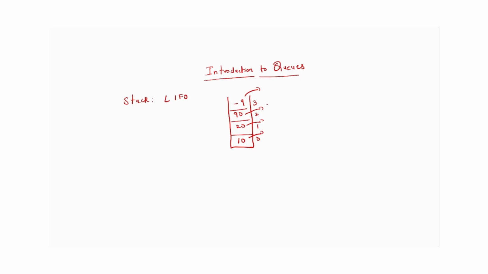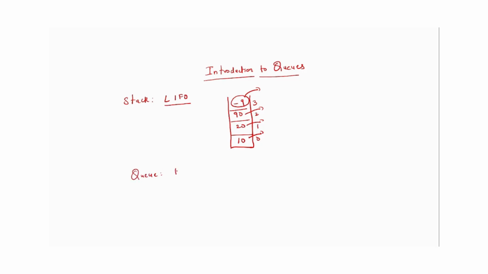So what is happening here is that the element that has been inserted last, that is minus 9, is popped out first. That is why it is called last in, first out. The element that has been inserted last will be popped out first. Correct? I hope you are understanding this. Now let us look at what a queue is.